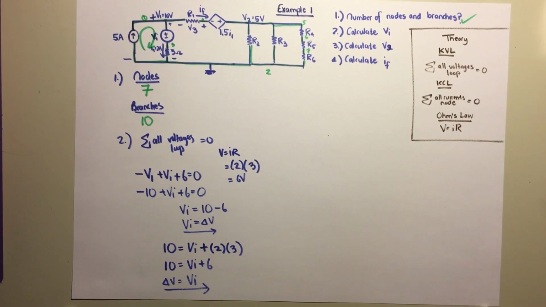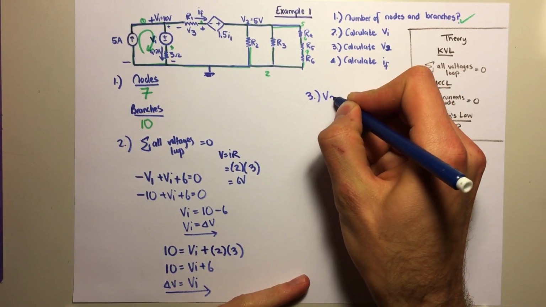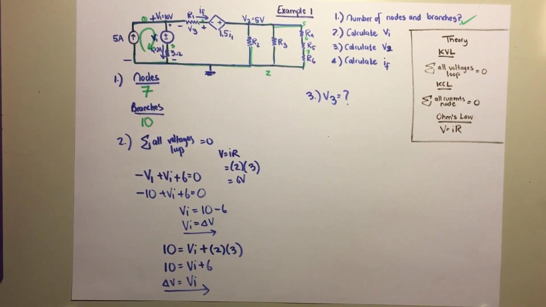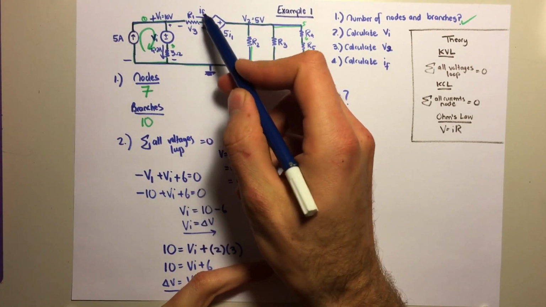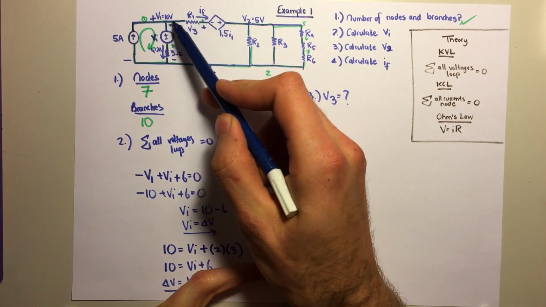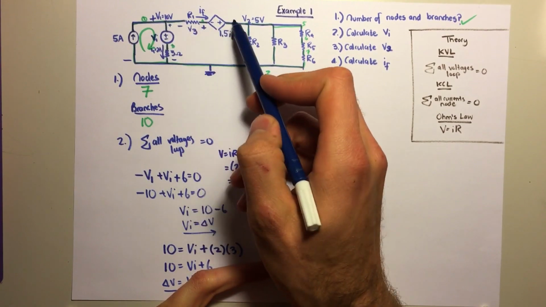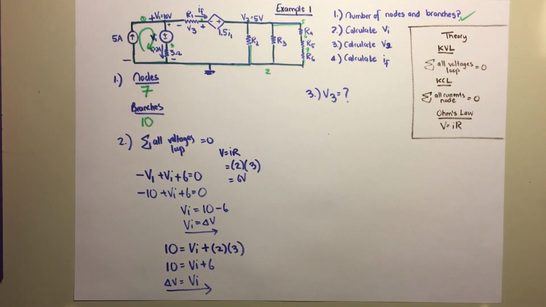Okay, next question is calculate V3. Sorry, I messed up my 3 over there. I apologize. Okay, so how can we calculate V3? V3 is the voltage over this resistor here. Well, we can apply KCL, but again, we have IF, the current through there. So if we were to do KCL, we would add IF, which would exclude the variable V3. So it doesn't make sense to do that.